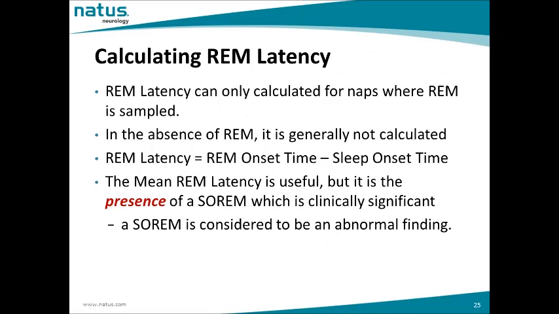So how do we calculate REM latency? REM latency can only be calculated for naps where REM is sampled. In the absence of REM, it is generally not calculated. So REM latency is equal to REM onset time minus sleep onset time. The mean REM latency is useful actually, but it is the presence of SOREM which is clinically significant, because a SOREM is considered to be an abnormal finding.